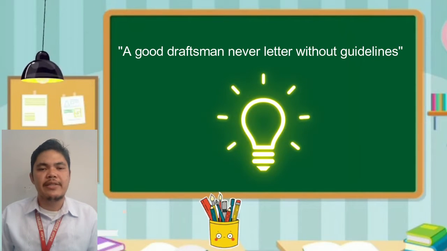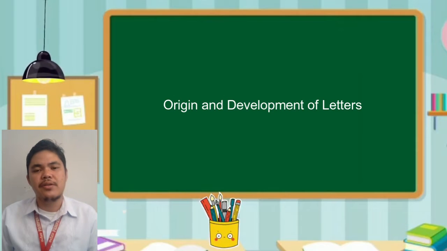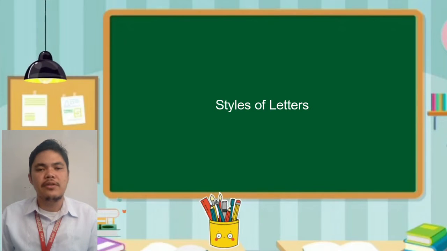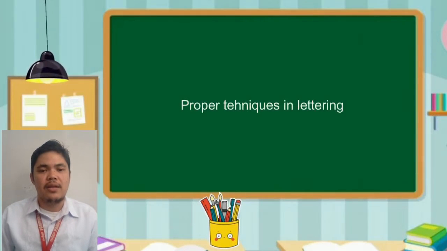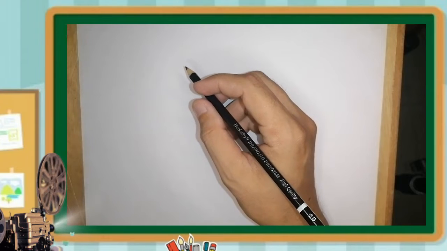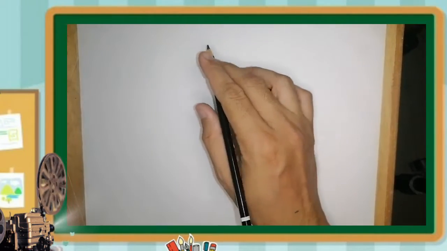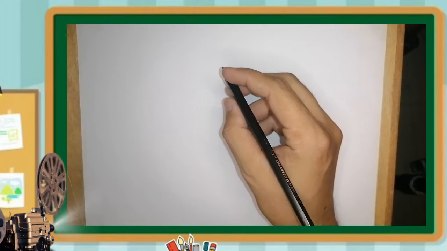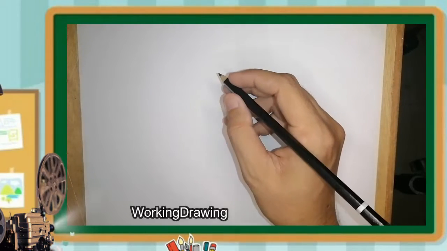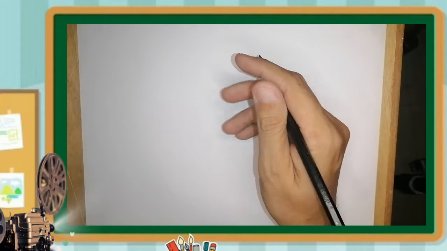So today, I will be discussing to you first the origin and development of letters, the different styles of letters, and the different techniques and approaches on how to create letters. So today, we'll be discussing all about lettering. So lettering, tulad ng sinabi ko dati, plays a very important role when it comes to working drawing. So ito yung mga nagbibigay ng specification, information regarding the technical drawings.